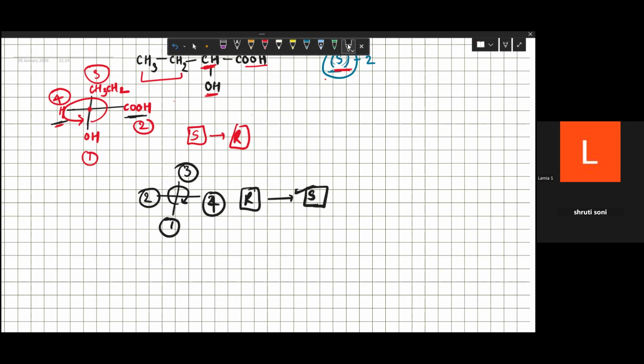Okay, so the structure can be like this: CH3, CH2, OH, COOH, and H.